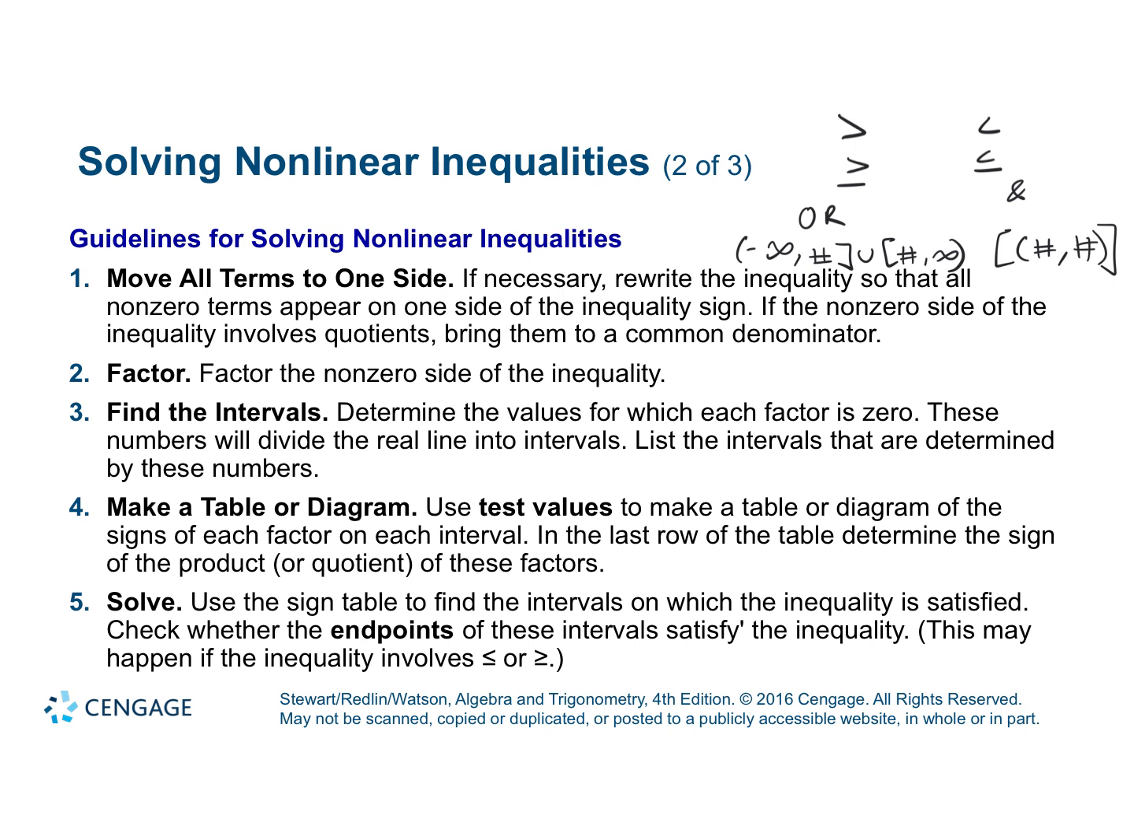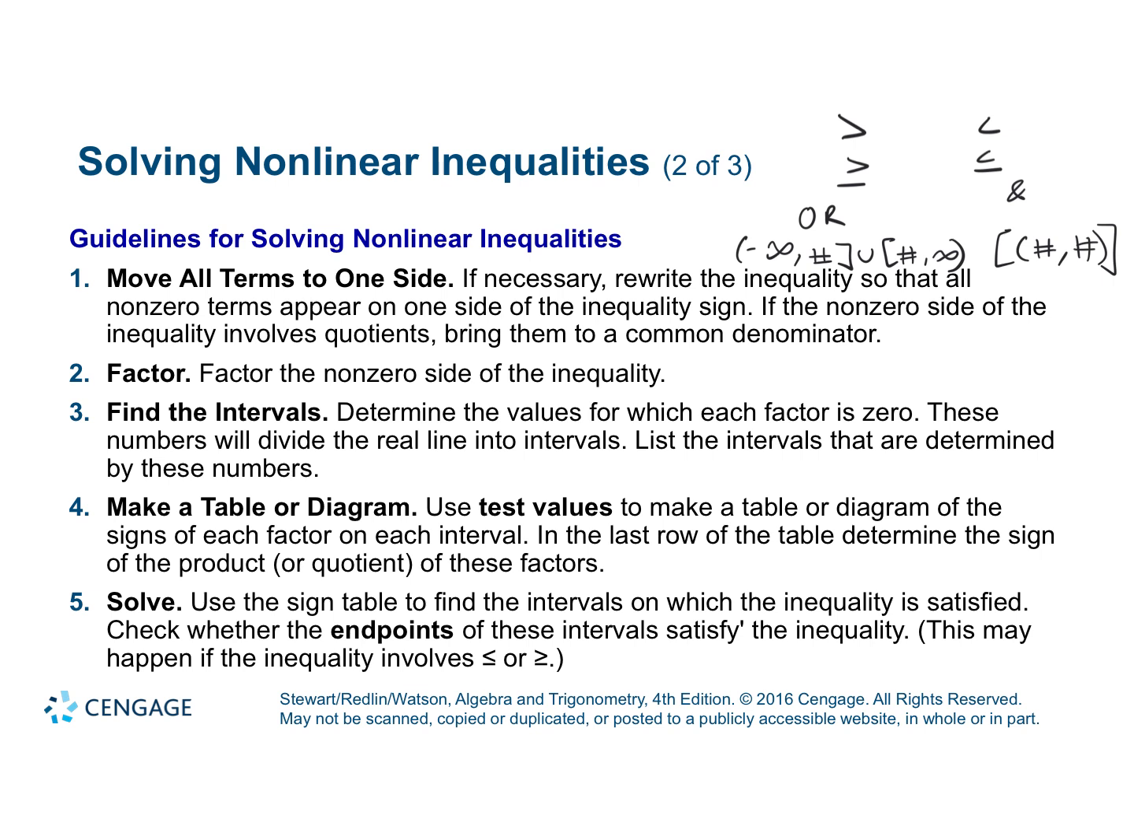So we factor the non-zero sides of the inequality. Step 3, we find the intervals. Determine the values at which each factor is 0. Those are the ors and ands that I just wrote up there. These numbers will divide the real line into intervals. List the intervals that are determined by these numbers.